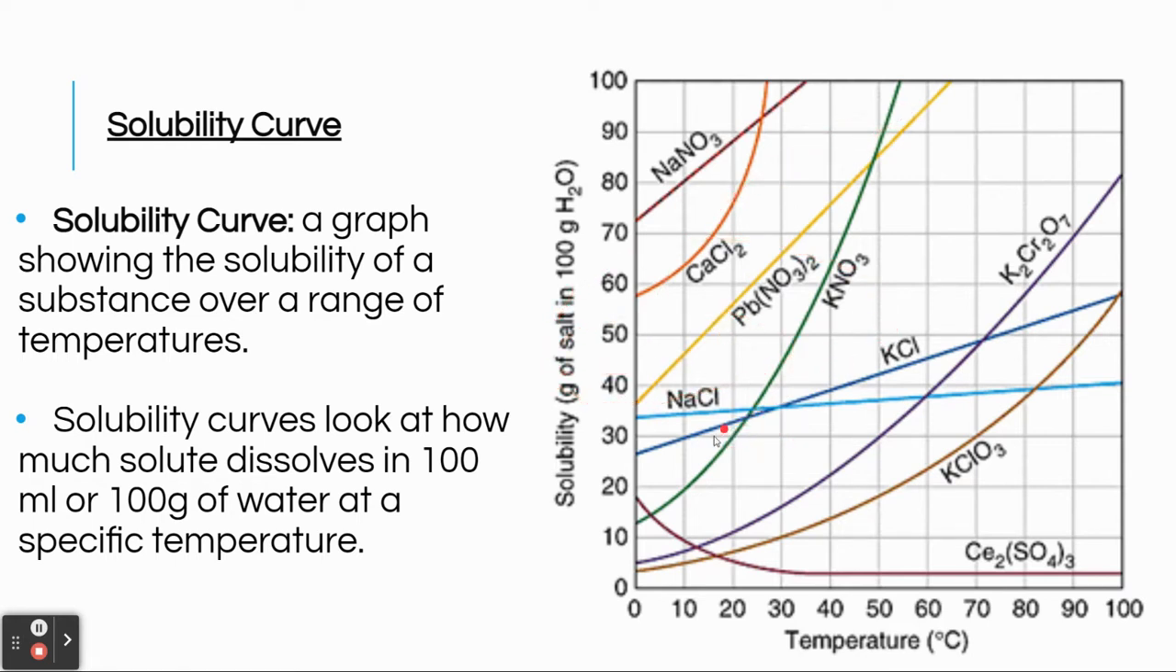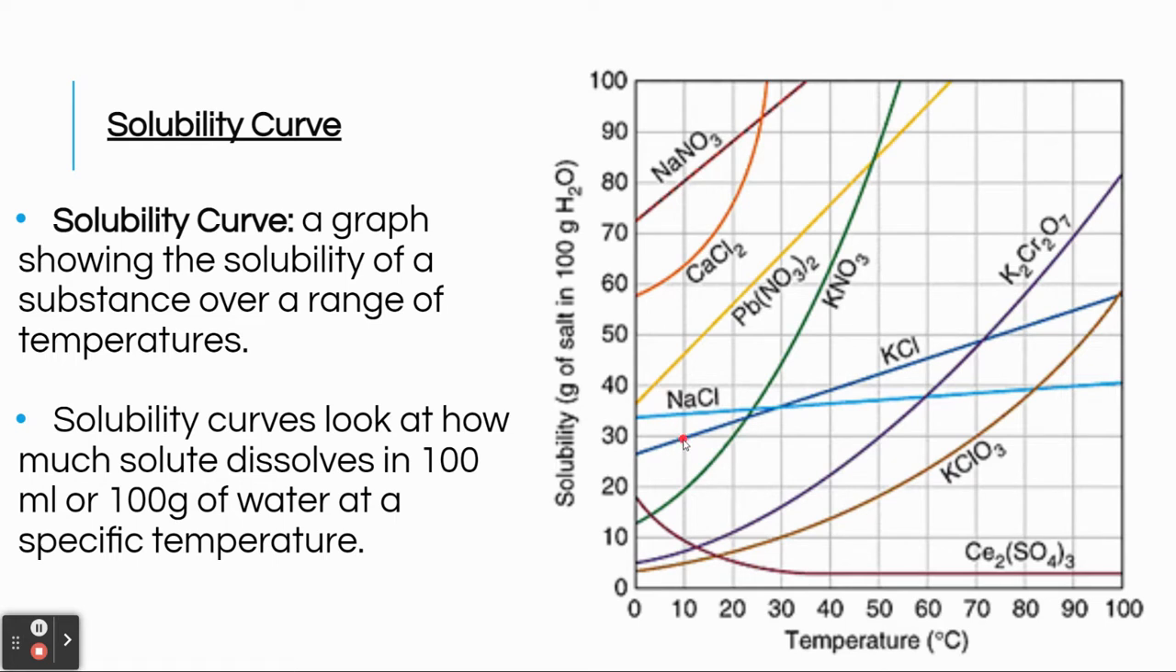So for example, let's choose one of these curves or lines here. It doesn't really matter which one. Let's choose this one over here, the KCl. If you were to follow this, you could find the solubility of KCl at different temperatures, meaning how much KCl you could dissolve in 100 grams at these different temperatures. So for example, let's say I want to see the solubility of KCl at 10 degrees. I would go to 10 on my x-axis here, which is temperature, and I'd see the solubility of 30 because it reaches 30 here.